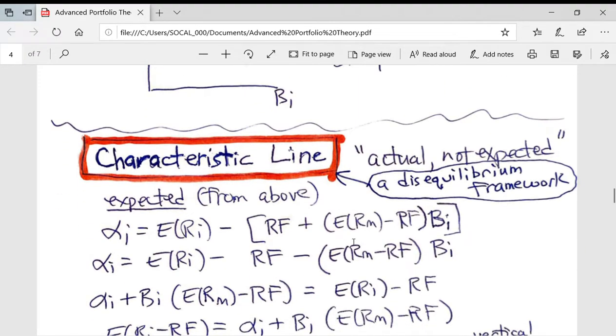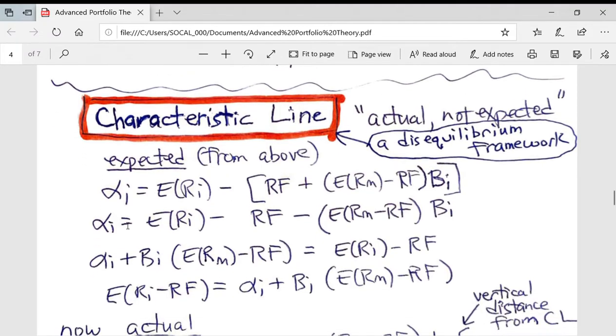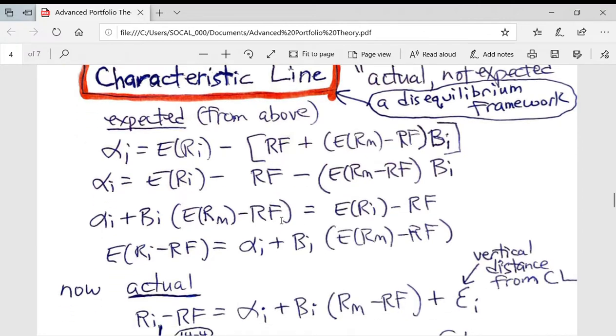Now let's turn our attention to a disequilibrium framework. The characteristic line is a disequilibrium framework. Let's start here by talking about expectations. We just did alpha is the expected return on I minus the equilibrium expected return. And we're just doing some algebraic manipulation here. Here we're distributing the minus sign. And here I'm moving this to the left-hand side. And then I'm just flipping the left-hand side and the right-hand side.